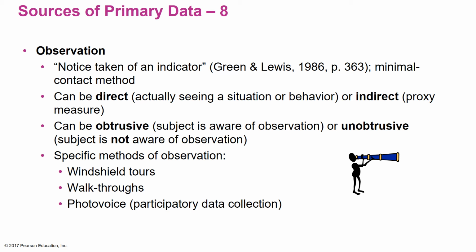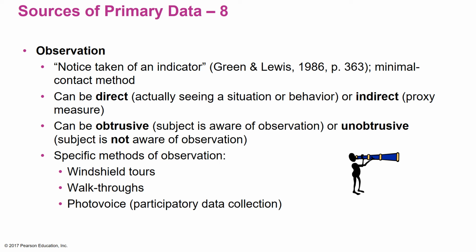It can be obtrusive, right? That's where the people that you're observing are aware that you're observing them, or unobtrusive, where they're not aware. Again, there's a thing called bias. Could you be biasing how the people are interacting with one another because they know that someone is watching? Unobtrusive, you minimize that, but there's an ethical concern with regard to privacy and surveillance and that sort of thing. So you want to make sure your IRB protocol is approved.